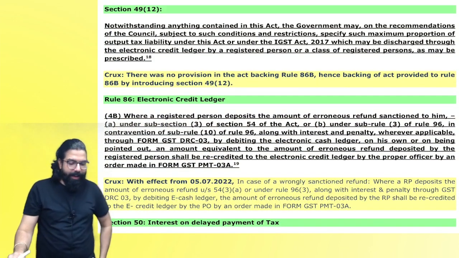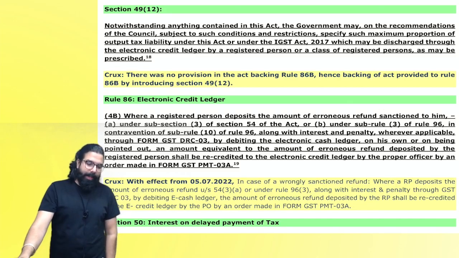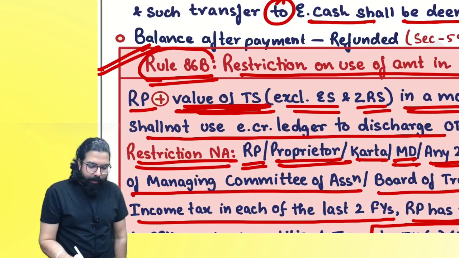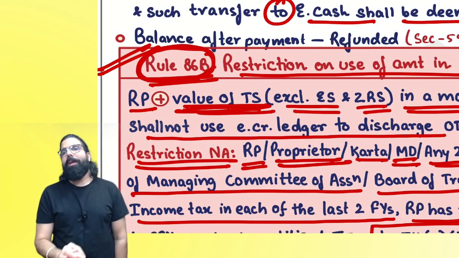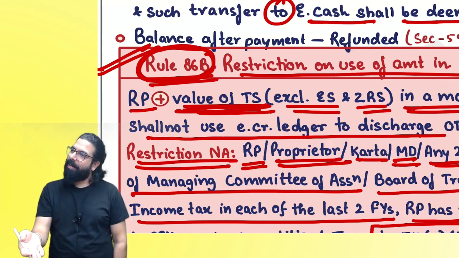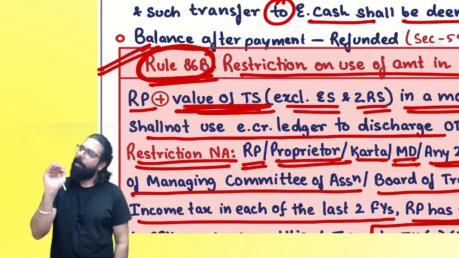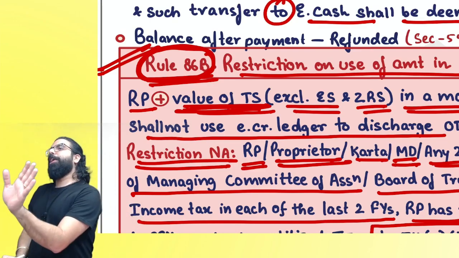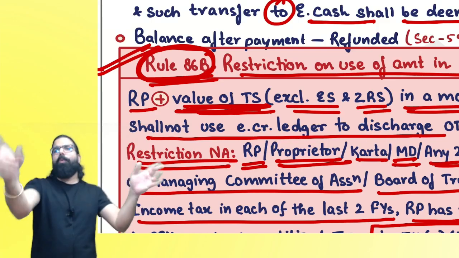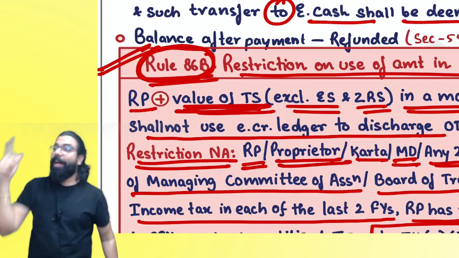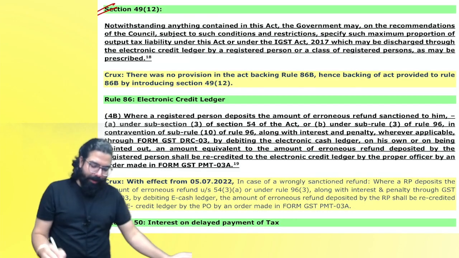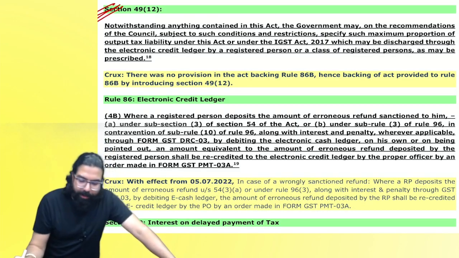Everyone, now listen to me very carefully. Now, the next amendment. This rule number 86B is there, no? This rule was made, but there was no backing of the Act. The Act never allowed it. Now they made the change in the Act and told that the Act can put such restriction that you can use the e-credit ledger only. See, it was always told that the e-credit ledger you can use to pay your output tax liability. Was it ever told you can use only 99%? Can you do some restriction? Now they went ahead and told it in the Act.